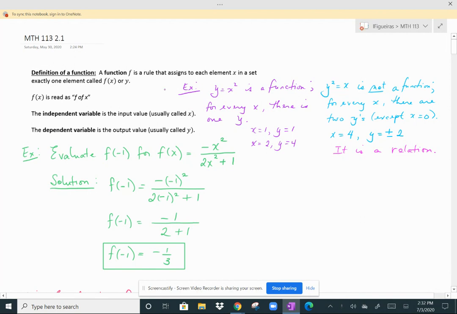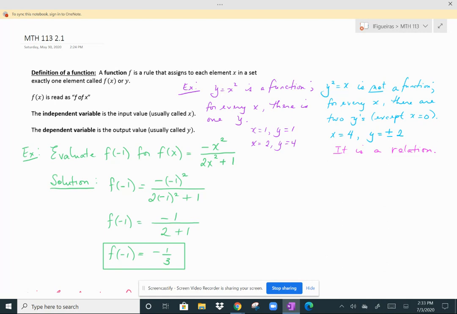So two examples are here on the right. The first one, y equals x squared, is a function, and the second one, y squared equals x, is not a function. So although they look similar, there are differences. So let me explain why. So y equals x squared is a function. So for every value x, there is only one y value.